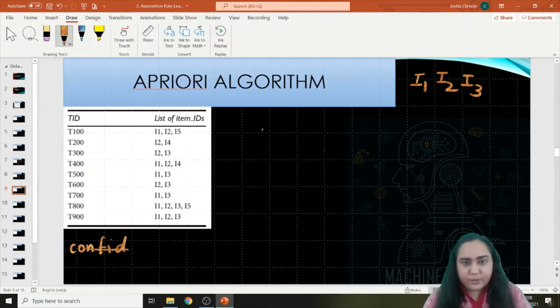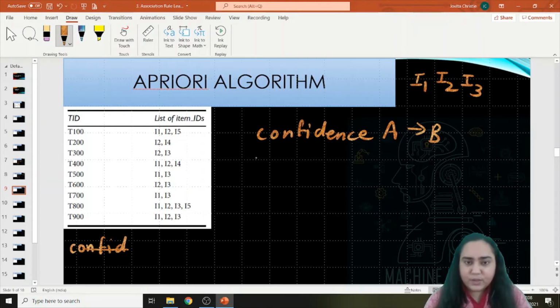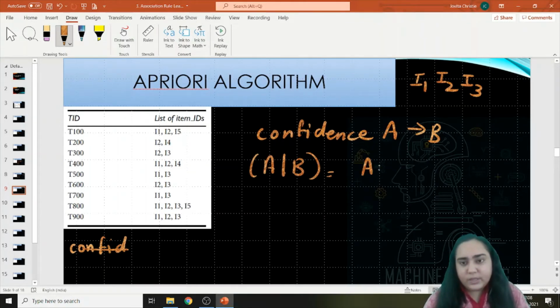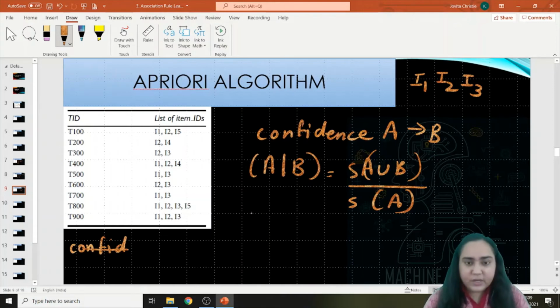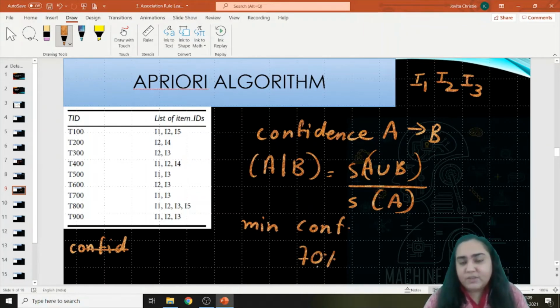Let me first give you the formula. So confidence of A given B. In other words, we are talking about the conditional probability of A given B, which is like this. This will be the support count of A union B divided by the support count of A. This is what it is. So we'll be applying this formula. And just like we defined a minimum support count, we will also be defining a minimum confidence. So let's say that the minimum confidence I want is 70%. So if something is 70%, it's interesting and worth implementing, otherwise it's not.